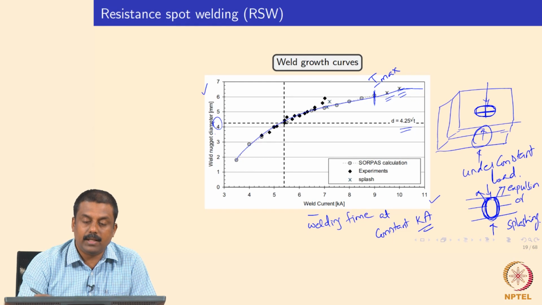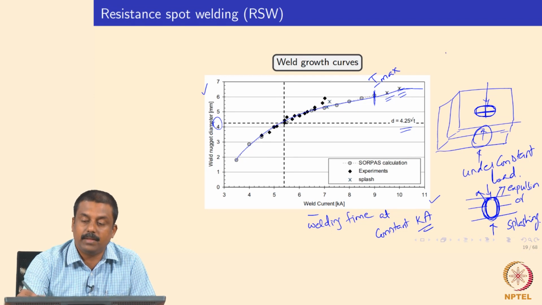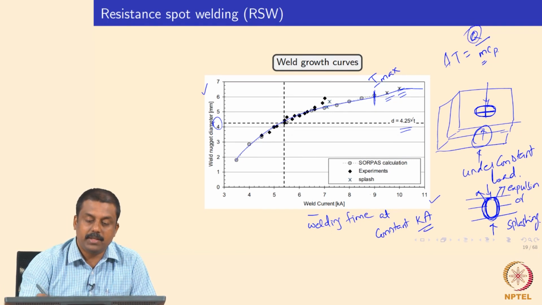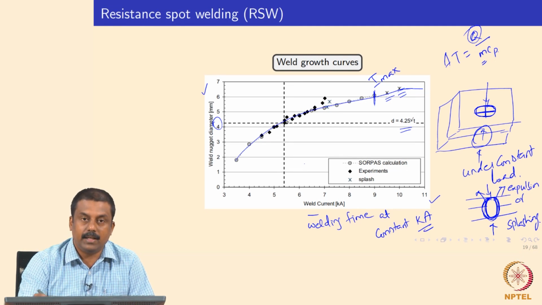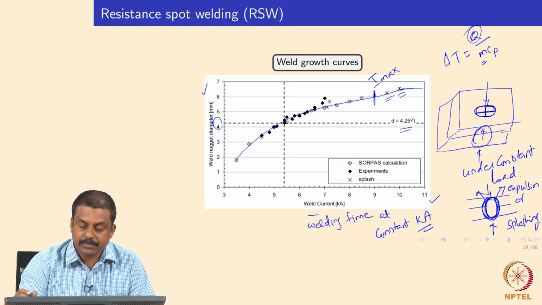Such weld curves should be generated for a given thickness, because if you change the thickness, obviously there is a mass effect, right? The mass effect says that the temperature is Q divided by mCp. So if you change the thickness, your m also changes. Then you need to change the amperage to change the Q. That will again change your desired weld nugget diameter as well. And if you change the thickness, your weld growth curve would also change. So for a given thickness and for a given material composition and coating configuration, we need to generate weld growth curves.